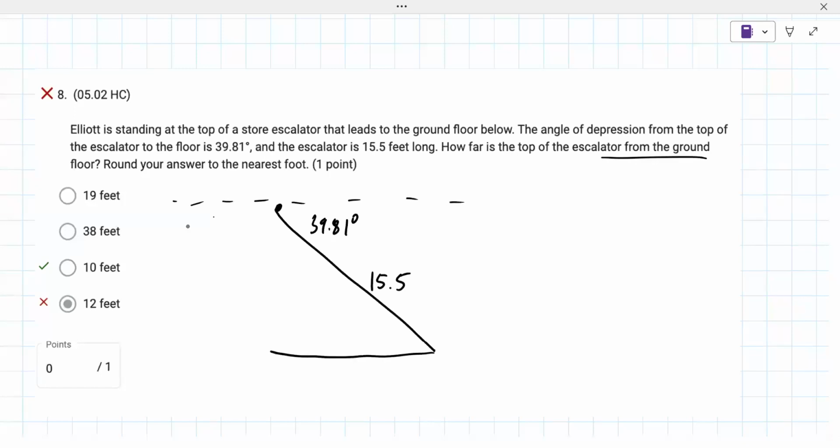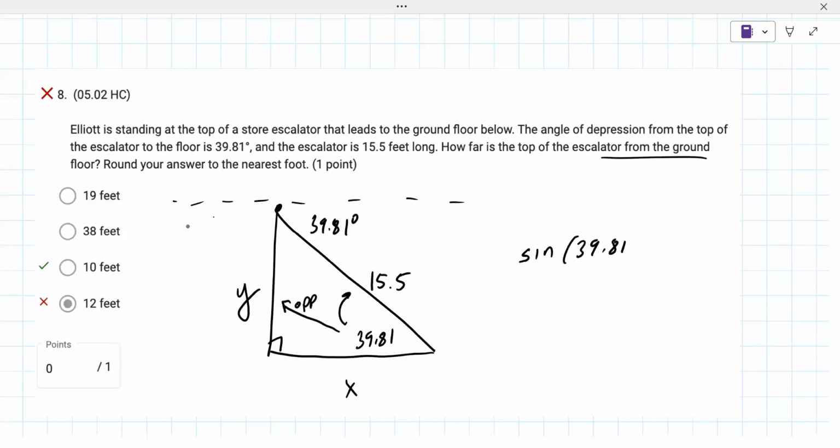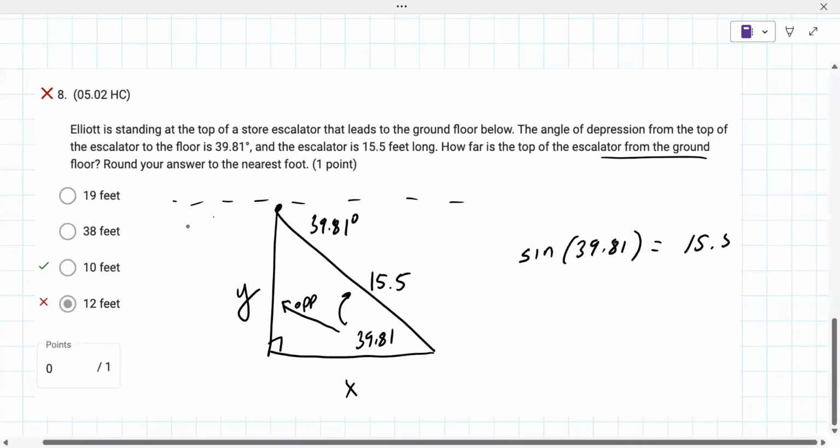So what you're trying to figure out here is, are they asking for X or Y? In this case, you're asking for Y. So this is 39.81. Relative to it, that's opposite, and that's the hypotenuse. So you're going to say the sine of 39.81 equals 15.5 over Y. I'm sorry, that's backwards. Y over 15.5.